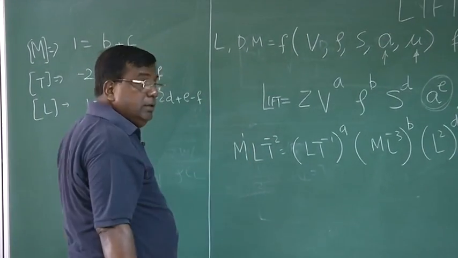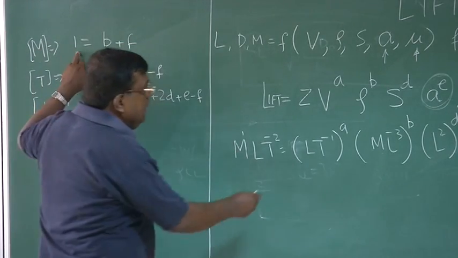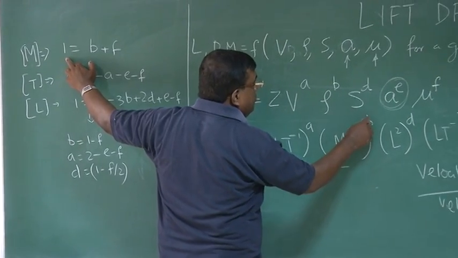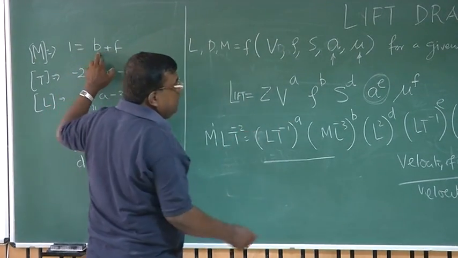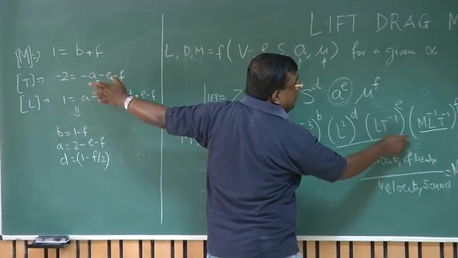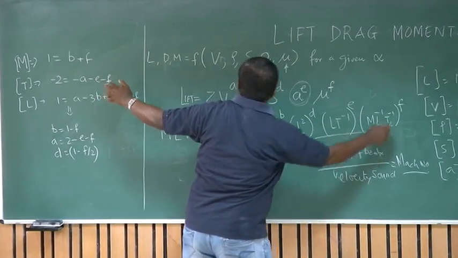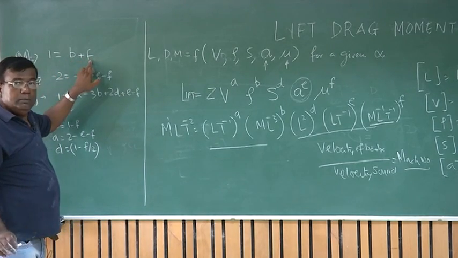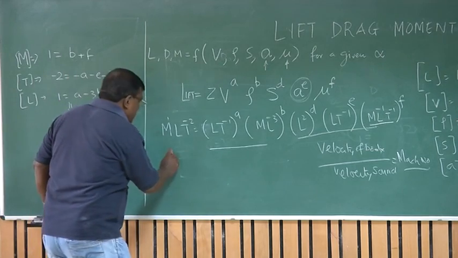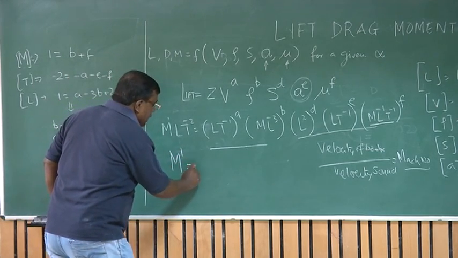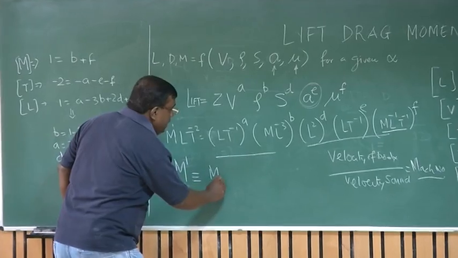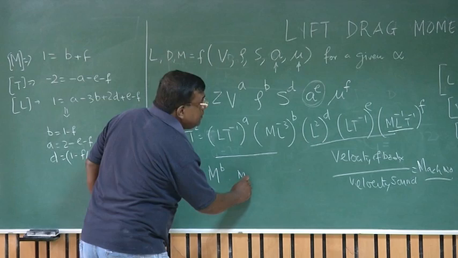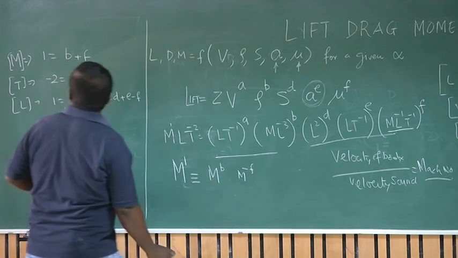If I see the dimension M, then what is the exponent here? M to the power 1, right? So 1 is here. Here if I go, M is here, M to the power b. So b is the exponent. And again further I go, yes, here M to the power f. So 1 equals b plus f. Is this clear? I repeat again. Here it is M to the power 1. And if you see here, M has b, and also from here it has f. So plus f.